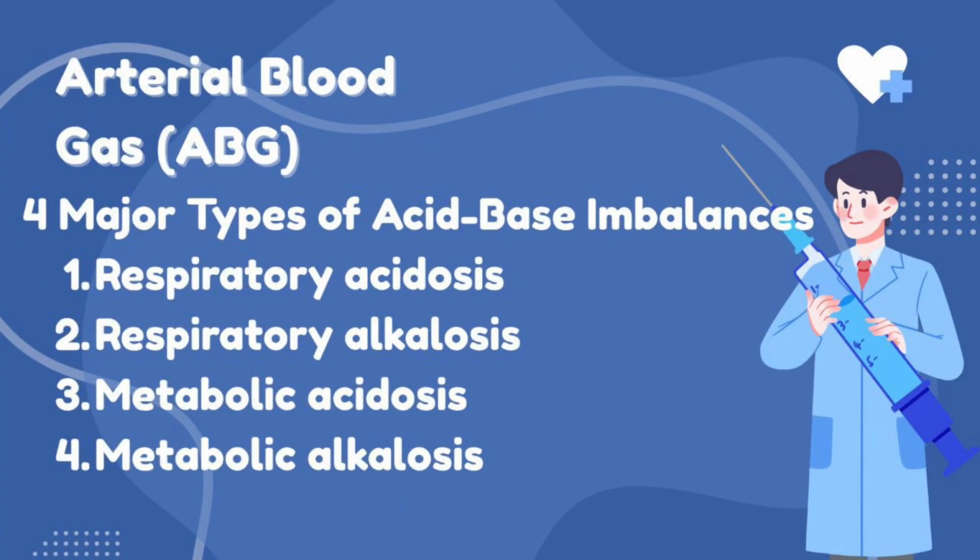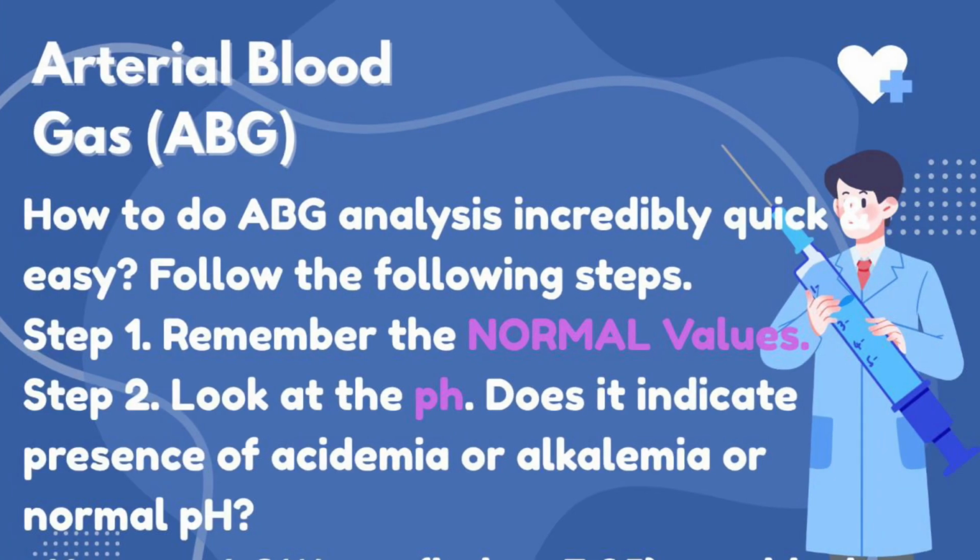We have the four main types of imbalances. First is respiratory acidosis, too much carbon dioxide from a breathing problem. Second, respiratory alkalosis, too little carbon dioxide from breathing too fast. Third, metabolic acidosis, too little bicarbonate or too much acid in the body. And lastly, we have metabolic alkalosis, too much bicarbonate or loss of acid, like from vomiting.